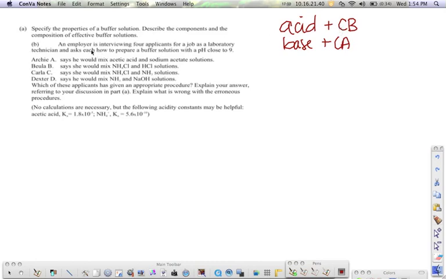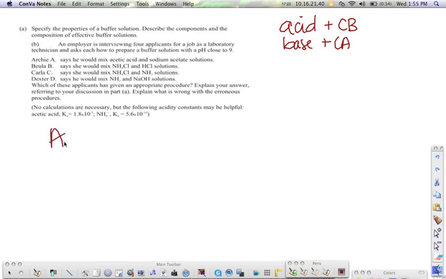An employer is interviewing 4 applicants for a job as a lab technician and asks each of them how to prepare a buffer. And then you have 4 people. Which of these applicants has given the right procedure? Which one gets the job? Explain your answer and then explain what's wrong with the wrong procedures. So I'm just going to take each procedure and talk about them individually.